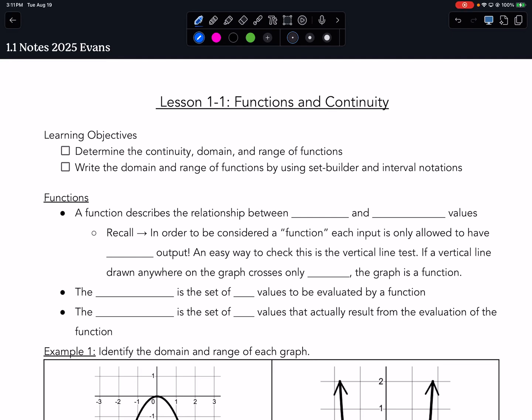We're doing lesson 1.1, functions and continuity. So it's a whole lot of weird information that you haven't really done before. So just buckle up.